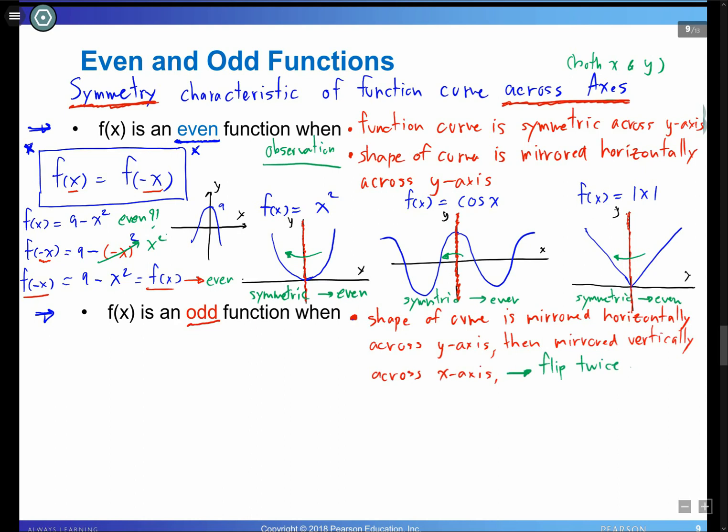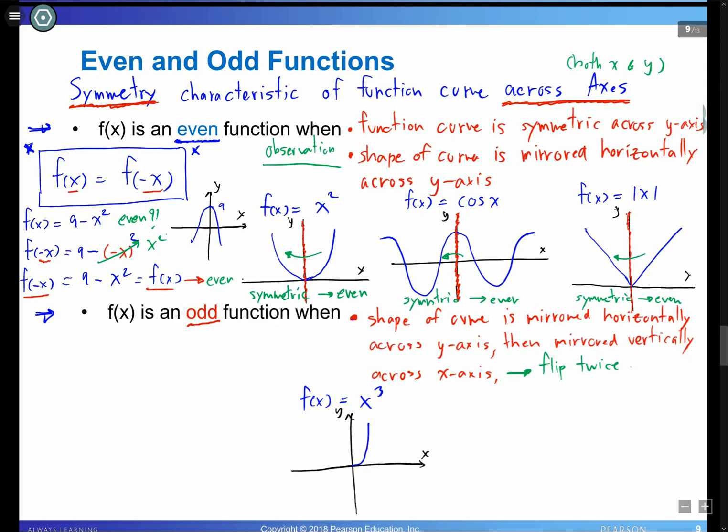Okay, now what kind of curve is going to satisfy this? So let's take a look here. Let's try maybe just two. First one, f(x) equal to x cubed. Is this going to be odd or even? So let's check here. First of all, I'm going to plot this graph, x cubed. I'm going to get something like this, y-axis and x-axis. The shape of the curve should be similar to the parabola, but this time it's going to go up faster.